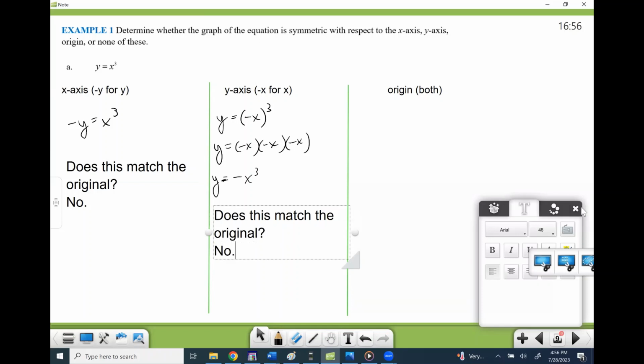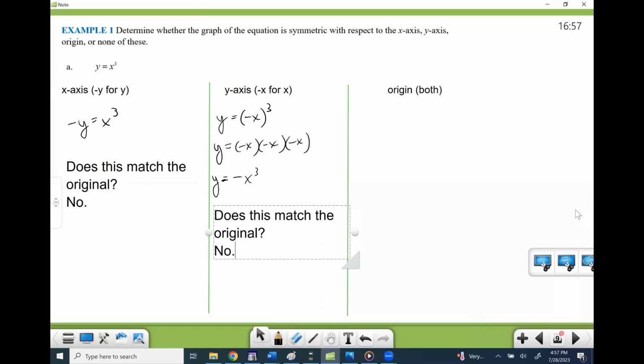Okay, so let's try the origin. Which, by the way, this is going to be symmetric to the origin. This is going to be an example to help us remember even and odd later also. So now we have to do both. We got to do a -y for the y. We got to do a -x for the x. Now you don't have to work hard. We already know what -x cubed is. We did all that work right here. Okay, so it ends up just being -x cubed.